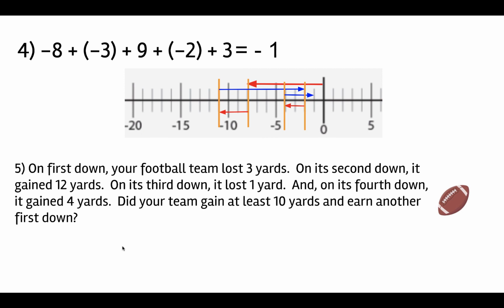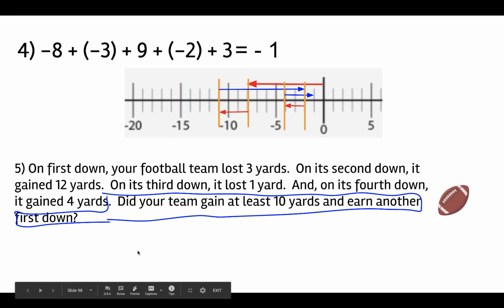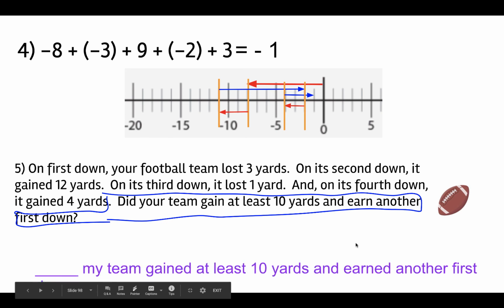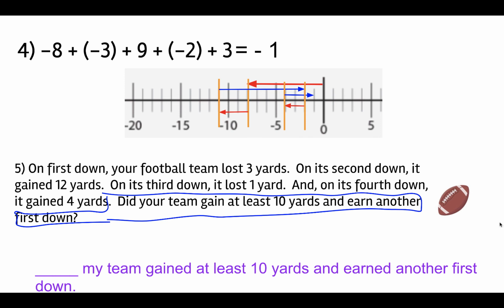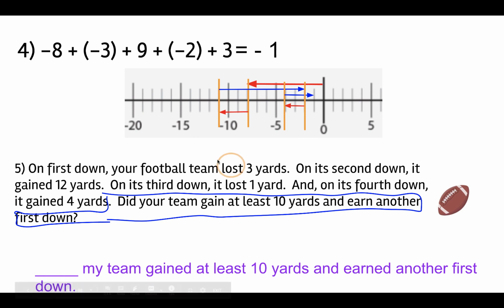Now, we need to first figure out what are we being asked to find? If the team gained at least 10 yards to earn another first down. So my team gained at least 10 yards and earned another first down. So we'll fill in here either yes or no. Let's go line by line. Look for key operation words. Lost, that's a -3. On its second down, it gained, that's a +12. On its third down, it lost, that's a -1. And on its fourth down, it gained, that's a +4.